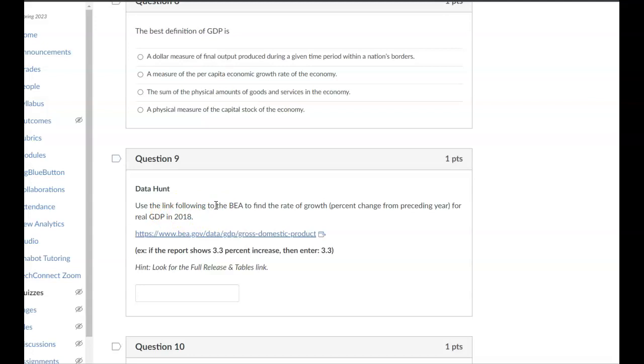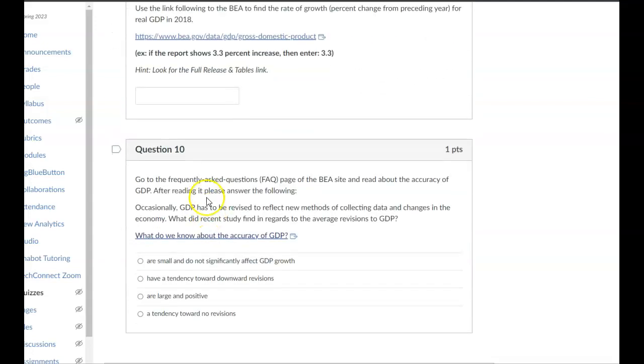And here I ask you to go through the FAQ page for the BEA. That's the Bureau of Economic Analysis. That's the agency that is tasked with measuring GDP. And I ask you basically to go through it and answer this question. Occasionally GDP has to be revised to reflect new methods. What did recent studies find regarding the average revisions in GDP? This should be straightforward in terms of finding it from this webpage, so there's nothing tricky here.